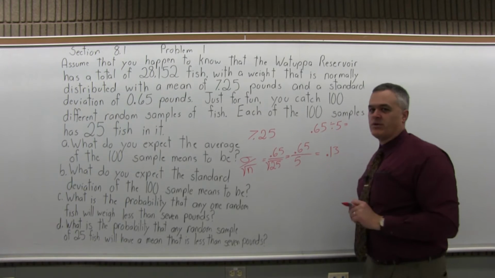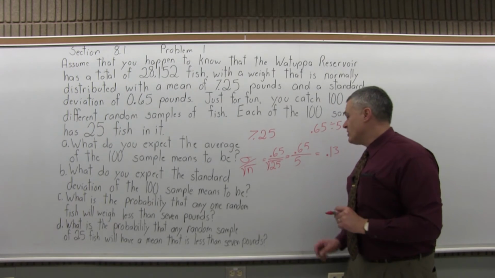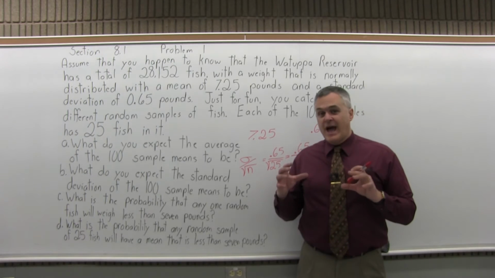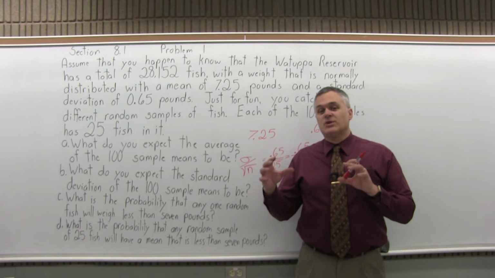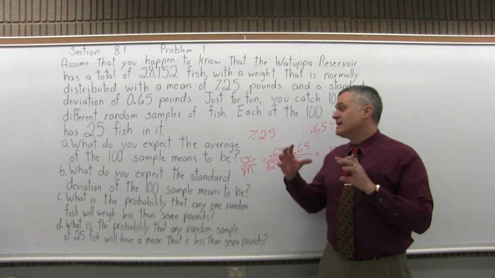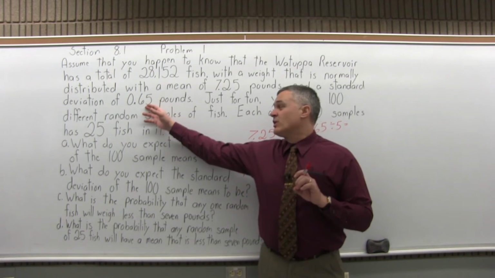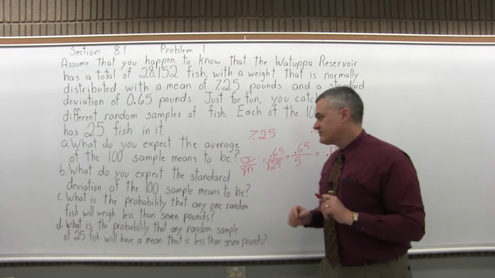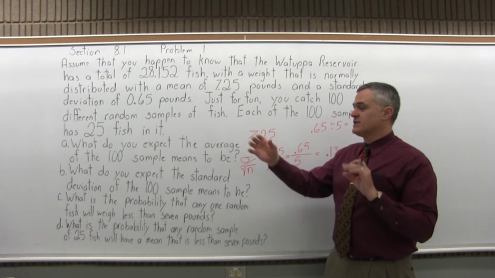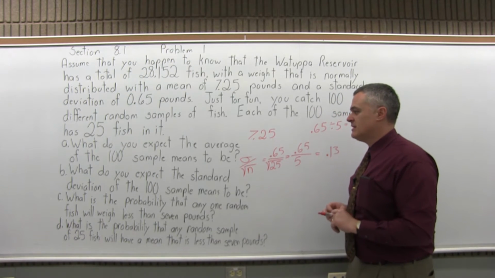But you'll get 0.13. So you can see that the average from one sample to the next is not as spread out as one fish to the next. The sample means are less spread out than the fish themselves.